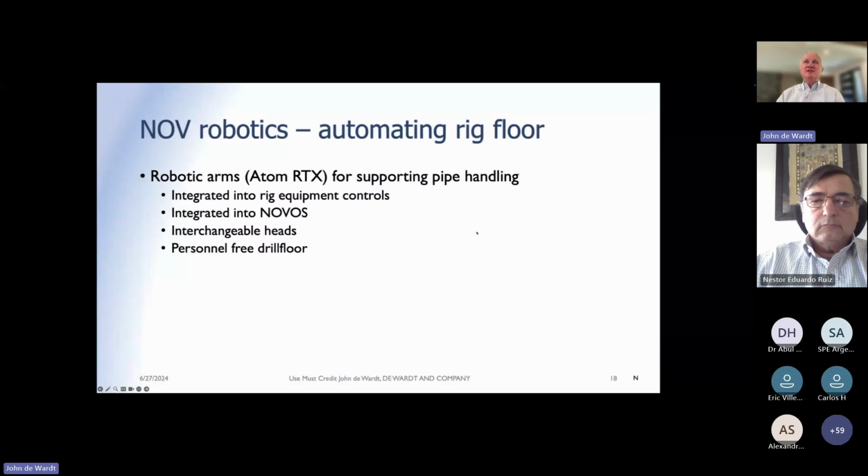And also they've been doing a lot on robotics. So we've seen the equipment, the heavy equipment on the rig floor, but recently they've been using this Atom RTX, which is a manufacturing robotic arm, which is now being automated with different heads on it. And it actually supports the functions on the drill floor, so you can actually get a personnel-free drill floor. So here we're starting to see the real safety aspect, bringing in equipment from manufacturing and automating it to do multiple functions.